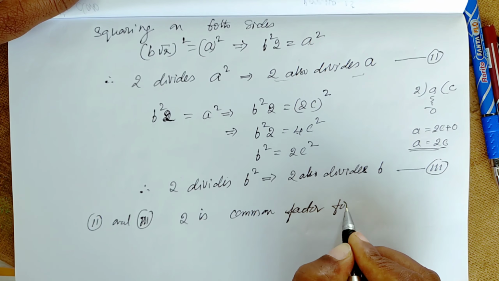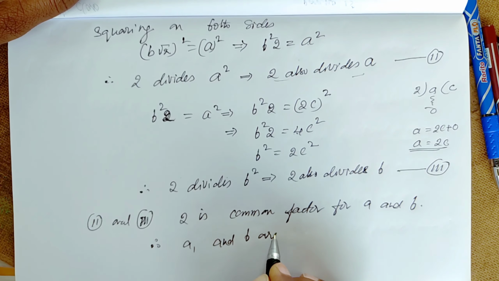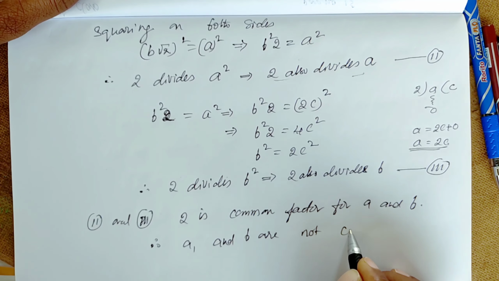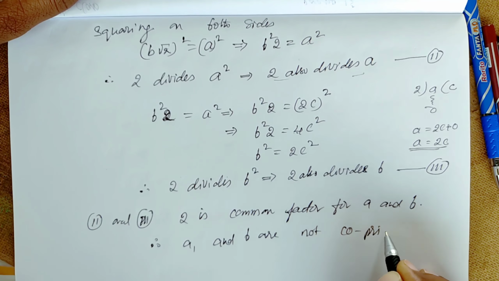From statements 1, 2 and 3, we conclude that 2 is a common factor of A and B. Therefore, A and B are not co-primes. Let it be statement 4. Statement 1 and statement 4 contradict each other.